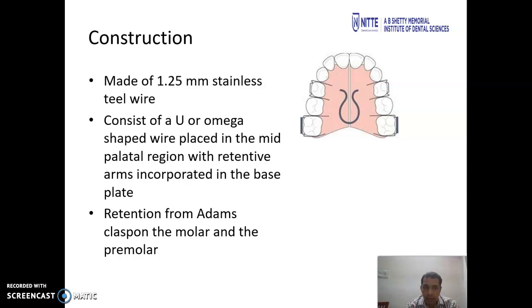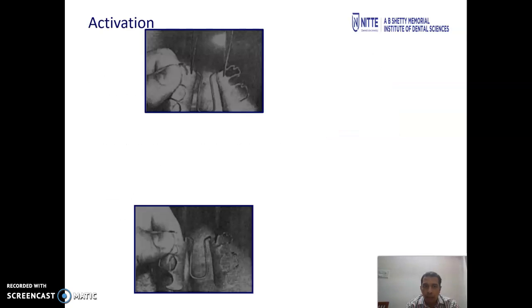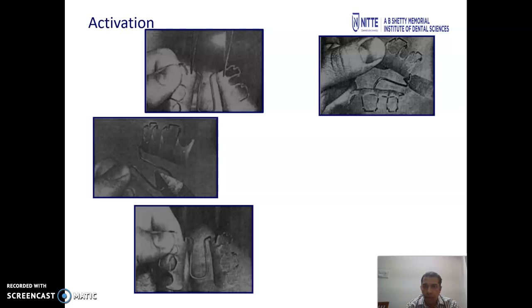The retention is from the Adams clasp in the molar and the premolar. Activation is done by either pulling both the arms, the acrylic plates, or else by opening the omega loop. You see the various pictures of how it is activated, either by pulling both the arms apart or else by opening the omega loop.